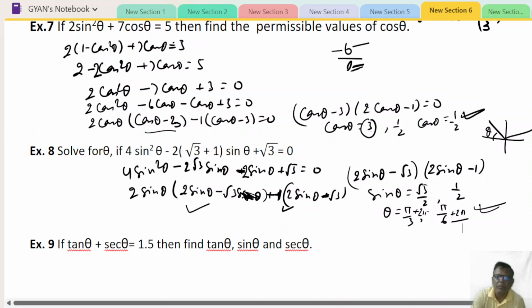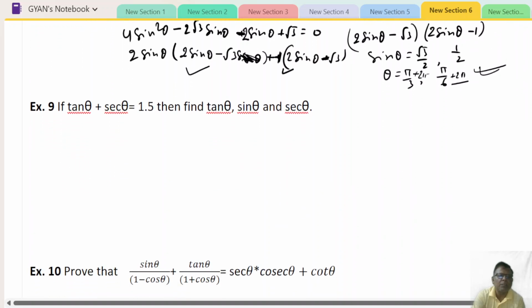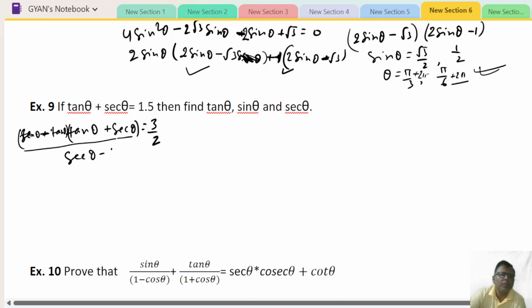Now come to question number 9. Question number 9 is very interesting. See, tan theta plus sec theta is equal to 1.5, means 3 by 2. You multiply by sec theta minus tan theta, and divide also by sec theta minus tan theta.